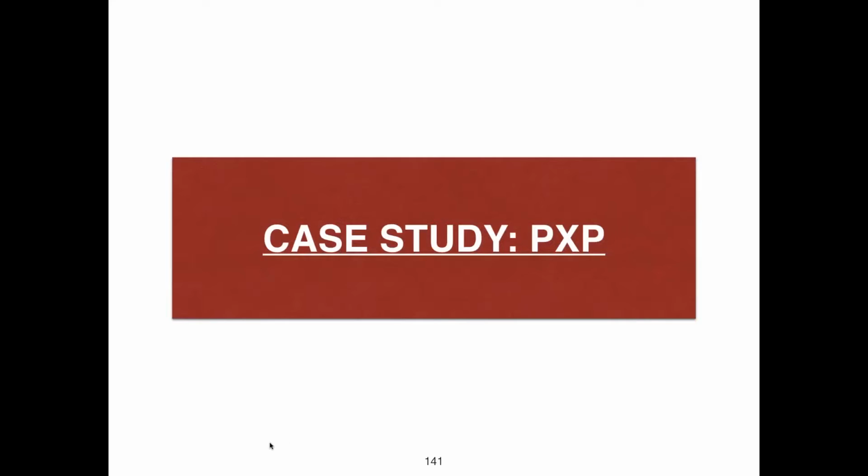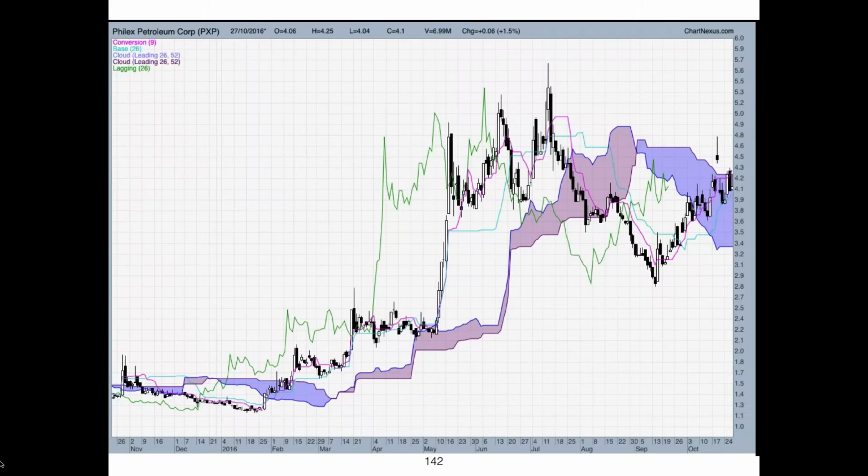Now let's do another case study on Felix Petroleum or PXP. As mentioned earlier, one of the great things about Ichimoku is that it could help you see into the future trend. This means that it is able to catch or predict the most profitable part of a trend before it happens. Now take a look at this Ichimoku chart for PXP. We see some bullish signs that tell us that PXP was about to explode in May 2016.